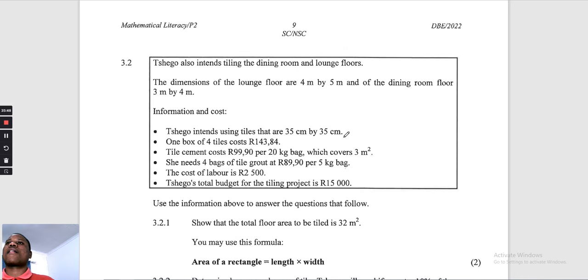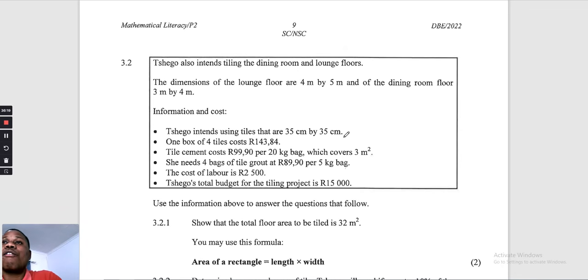Okay, we proceed to 3.2. They say Chiro also intends tiling the dining room and the lounge floors. They say the dimensions of the lounge floor are 4 meters by 5 meters, and the dining room floor 3 meters by 4 meters. Information and cost. Chiro intends using tiles that are 35 centimeters by 35 centimeters.